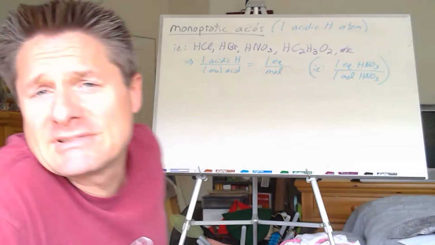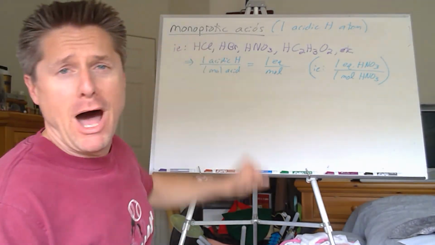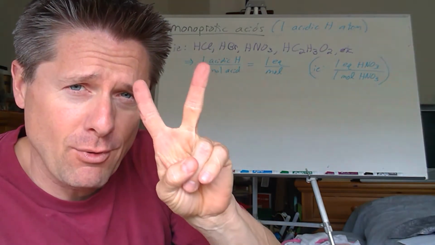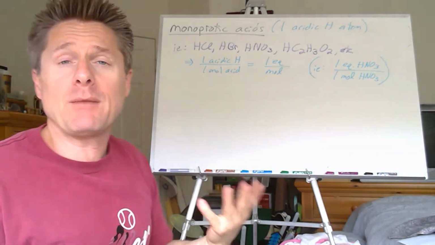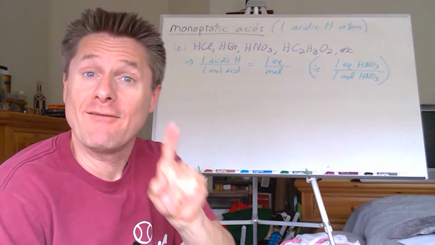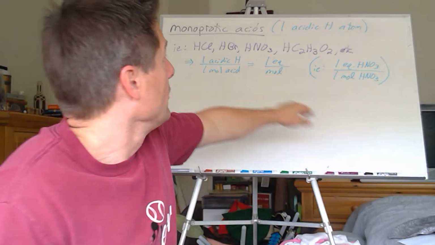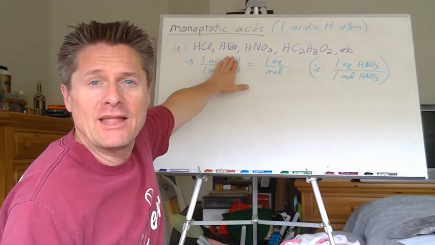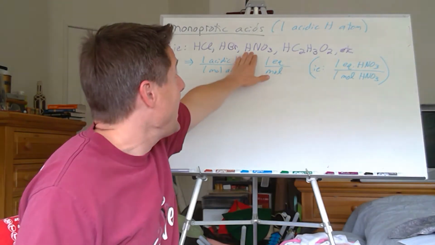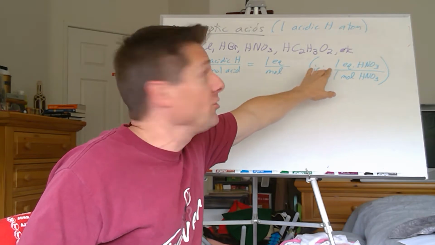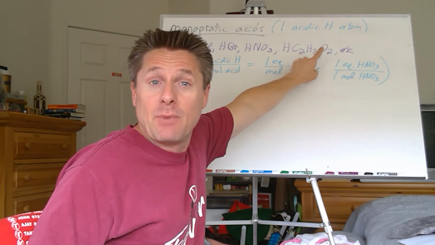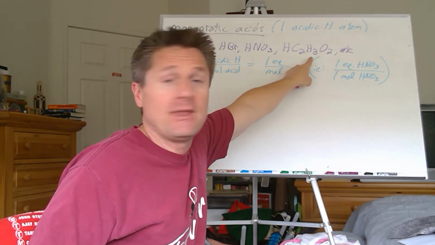Let's look at the simplest of acids first. We call them monoprotic, 1 proton. Remember, acids donate H+, which is technically a proton. So monoprotic acids, by definition, only have 1 acidic proton. You'll see that with the formulas. HCl, HBr, all the hydrohalic acids, HNO3, HC2H3O2. Now notice there's 4 hydrogens, but we put 1 in front and 3 in the middle.